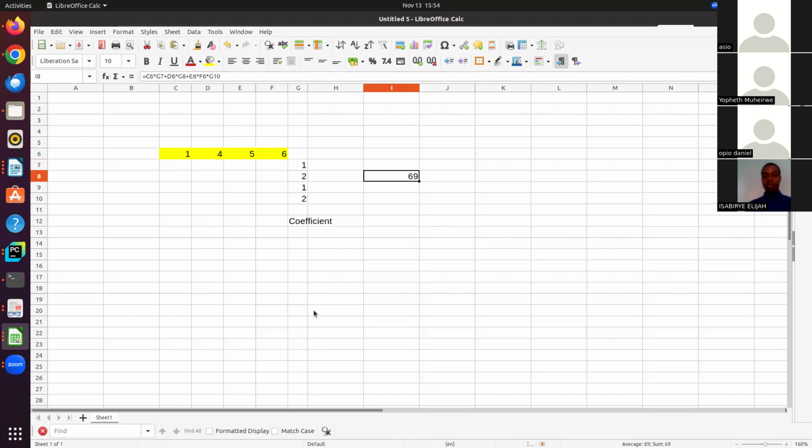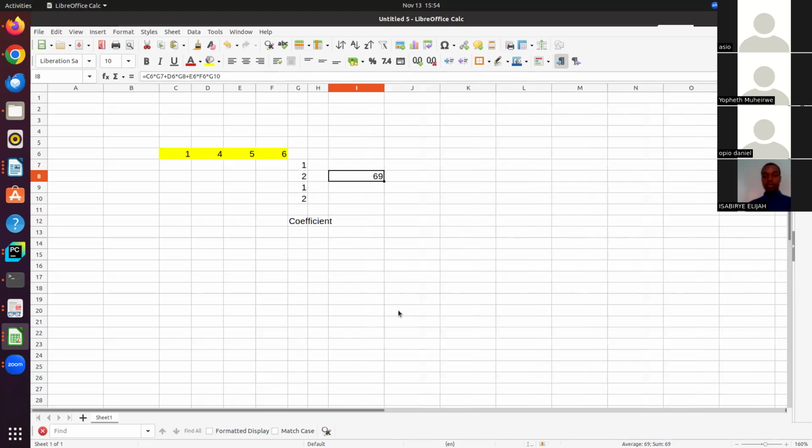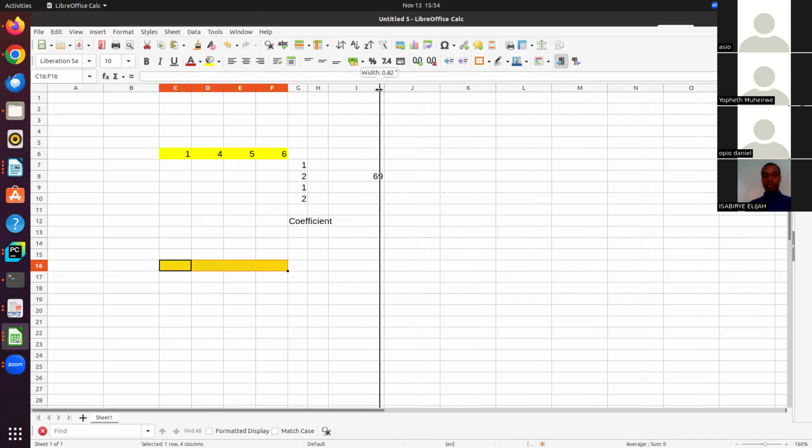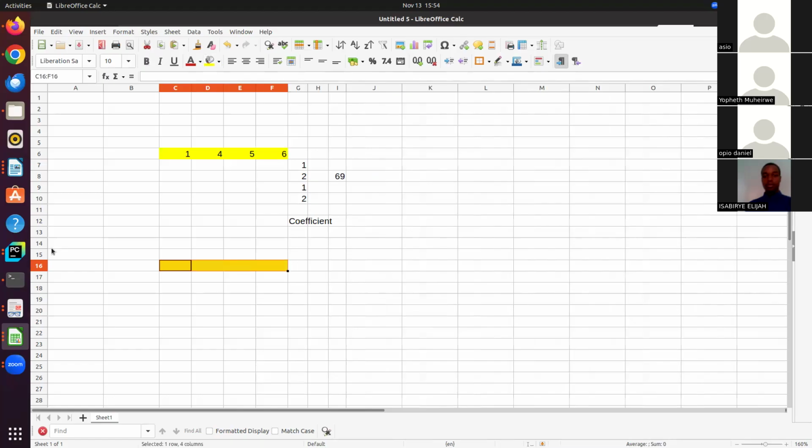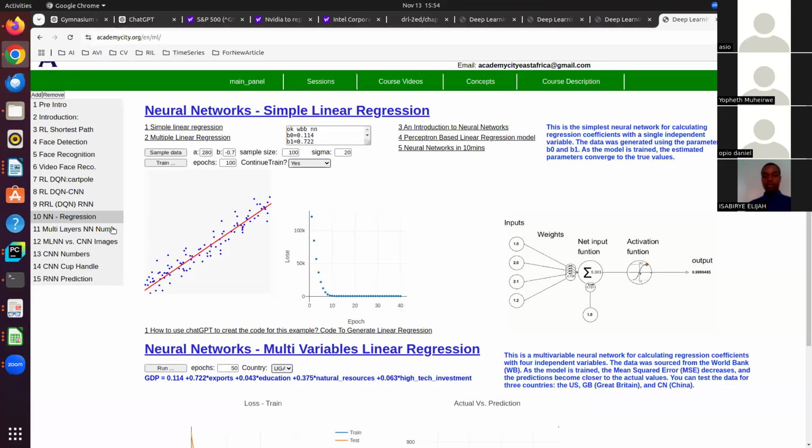Now, I want to move to multiplication, not of one vector by another one. I want to take a vector and multiply that vector by a matrix. Okay, a matrix.